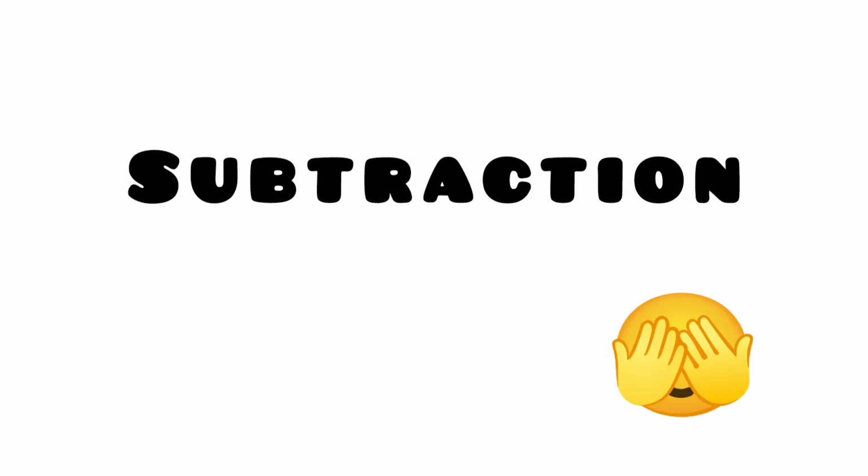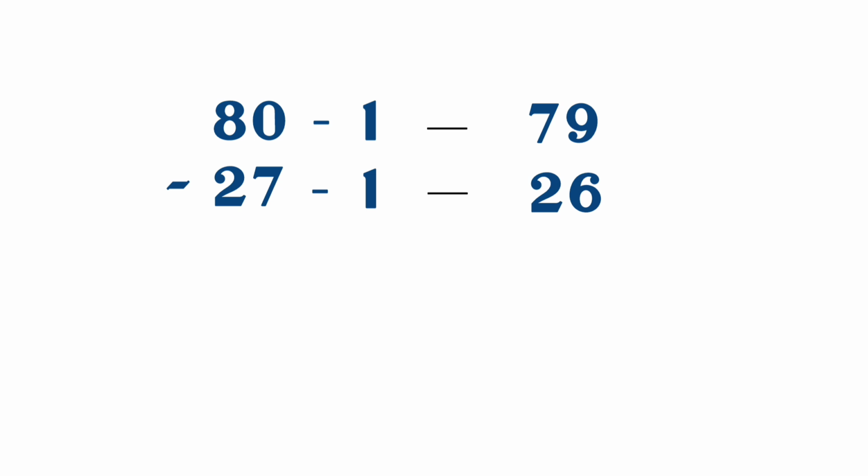If you are scared of subtraction just like me, this video is for you. Try this. If we subtract both the numbers from the same value, the answer would not change. To make the calculation simpler, subtract both numbers by 1. 80 minus 1, 79. 27 minus 1, 26. Subtract them. Instantly, we get 53.